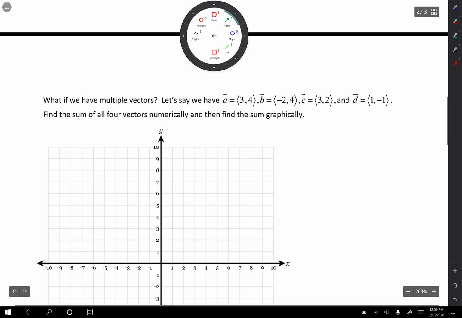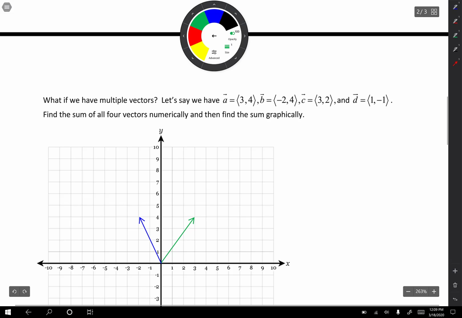So this A is going to be the green one. So here we go. 3, 4. I'll start at the origin. I'm going to go to 3, and I'm going to go up to 4. And then I'm going to change the color. I'm going to go to blue. So -2, 4. I'm going to go -2, and I'm going to go 4. They're not perfect, but they're as good as we can get them here.